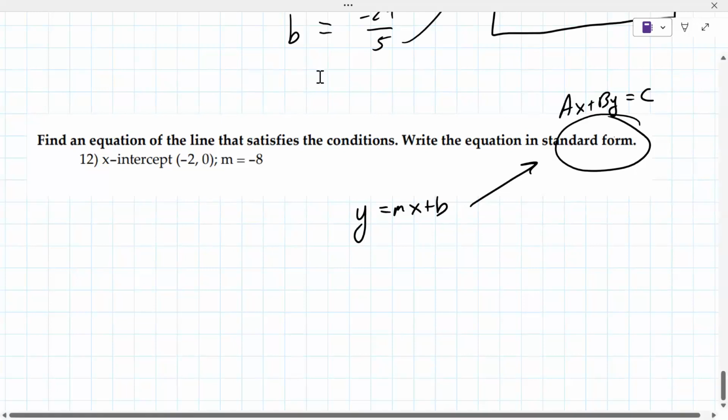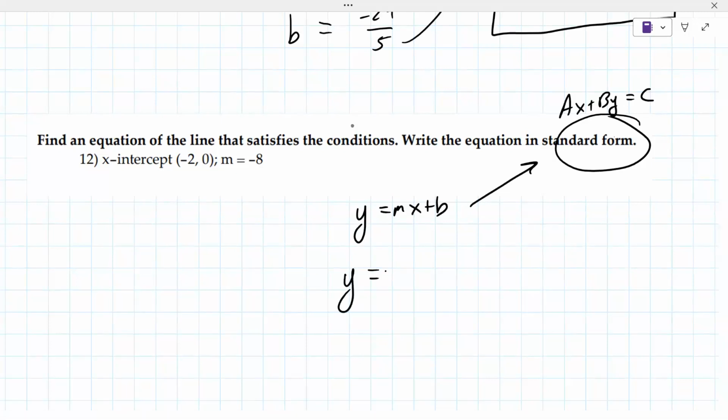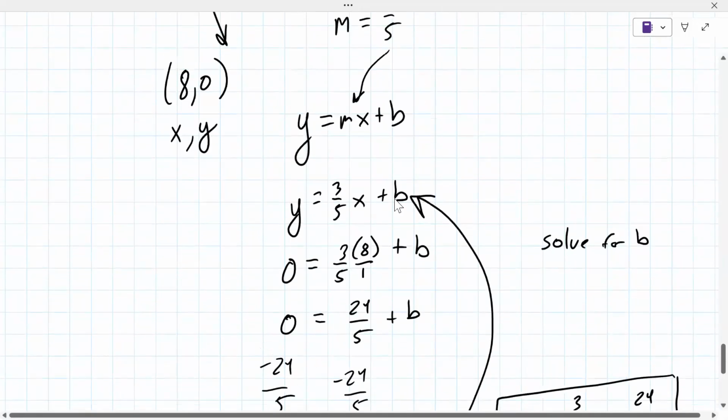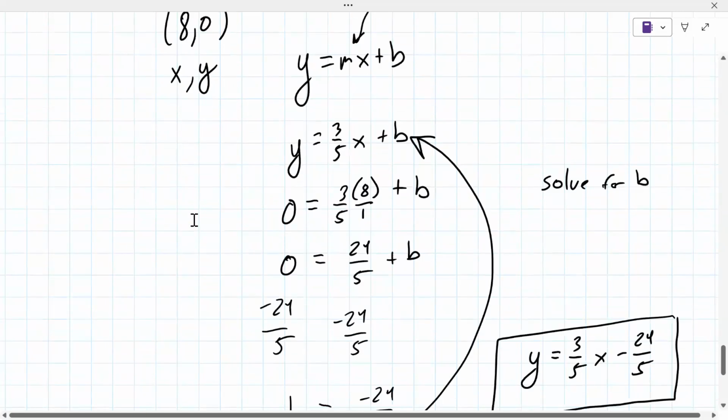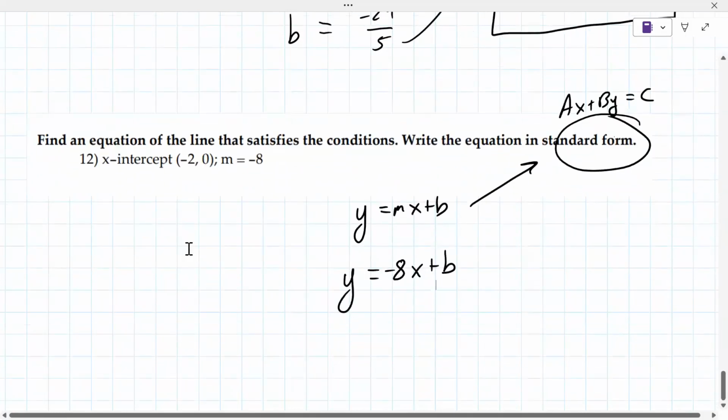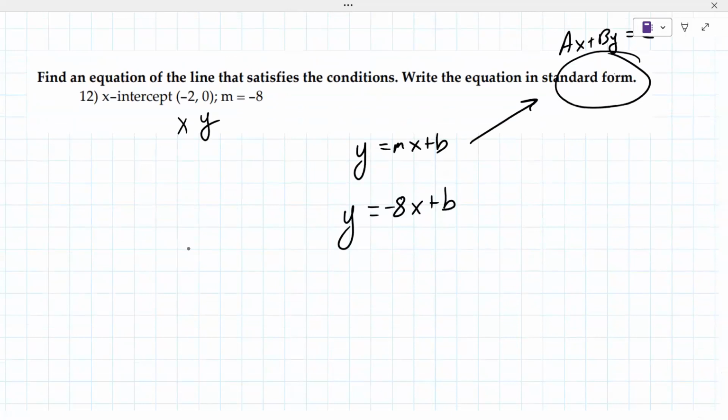All right. So do you know the slope? Slope is -8. So we can write y equals -8x plus b. What do you need to find a b value? What would be ideal? What did we do in the previous problem? How did we find b in the previous problem? We were given a point. Are you given a point here? So it'll be -2 and 0. Yes. So x is -2, y is 0.